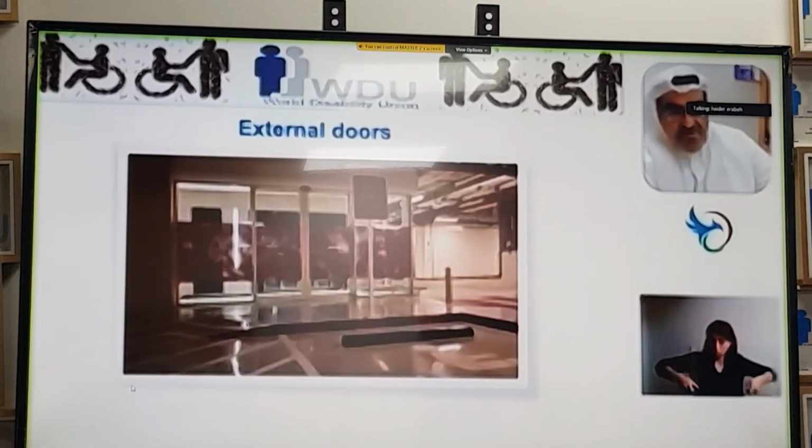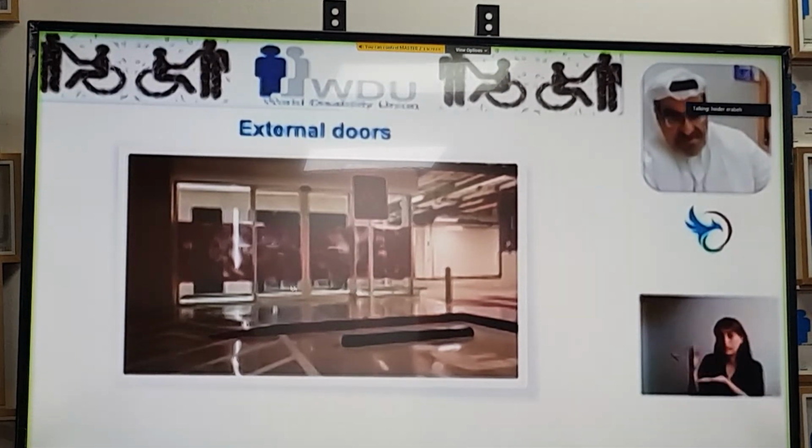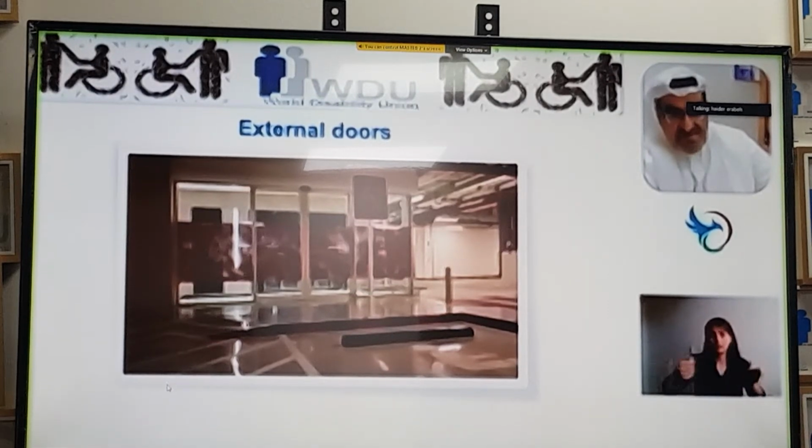Here we'll show you an example of the automatic door. And as you see, the door is big. It is more than one meter, it is about 2 meters. Can we start the video, please?